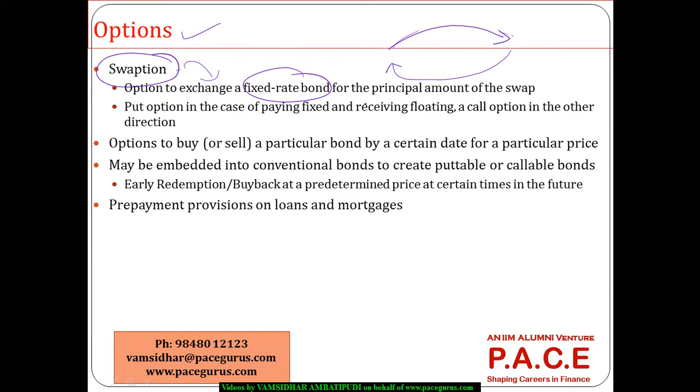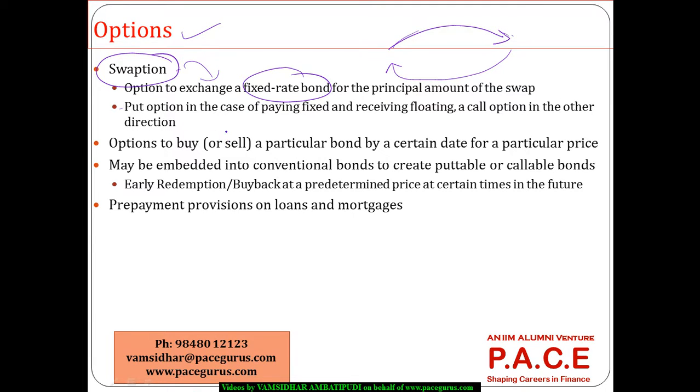So it's a put option in case of paying fixed. When we are talking of paying fixed and receiving floating, we are calling it a put option. Whereas when we are talking of paying floating and receiving fixed, it is as good as a call option itself. Right? A fixed rate bond is being exchanged for the principal amount of the swap.